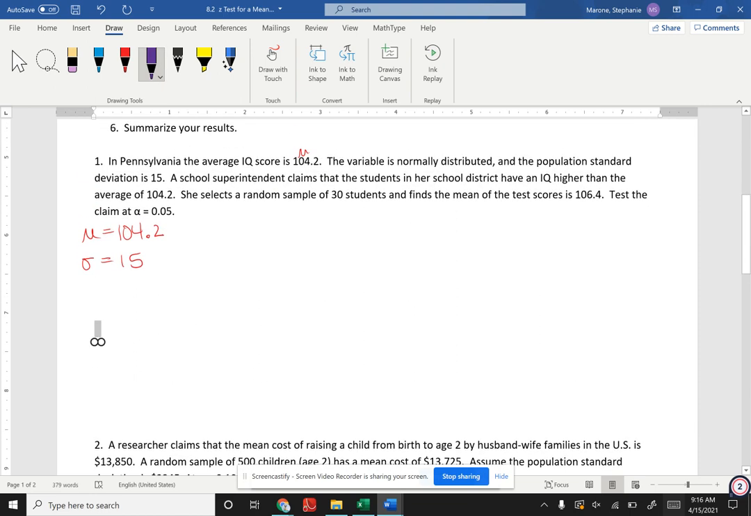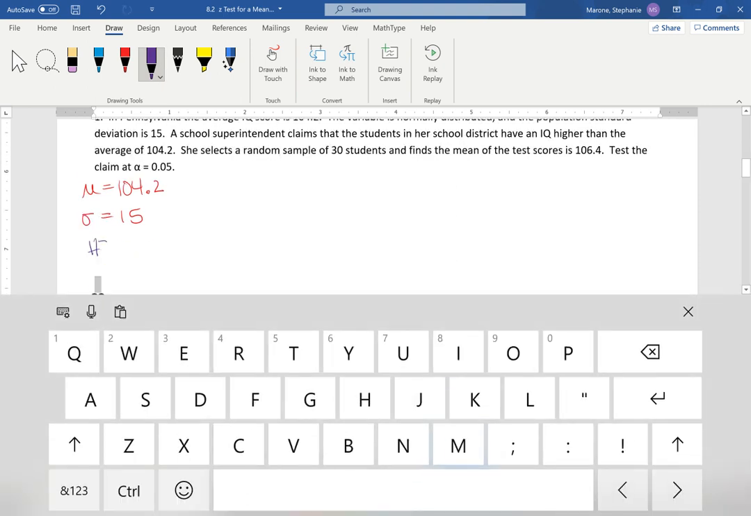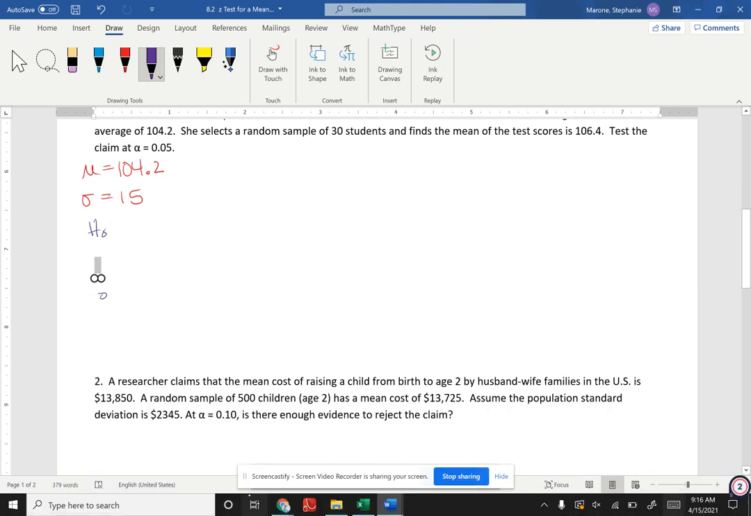So usually you can just start off writing H sub 0 and H sub A. And again, you can use H sub A or H sub 1 if you talk to Mrs. Moore or one of her students. They'll write H sub 1 probably. You can use it interchangeably though.